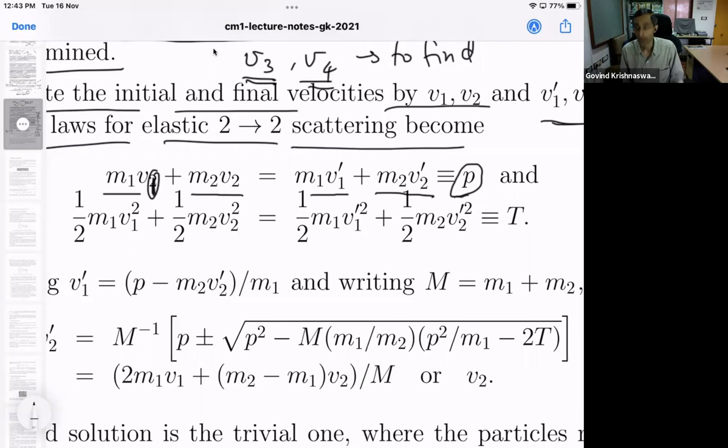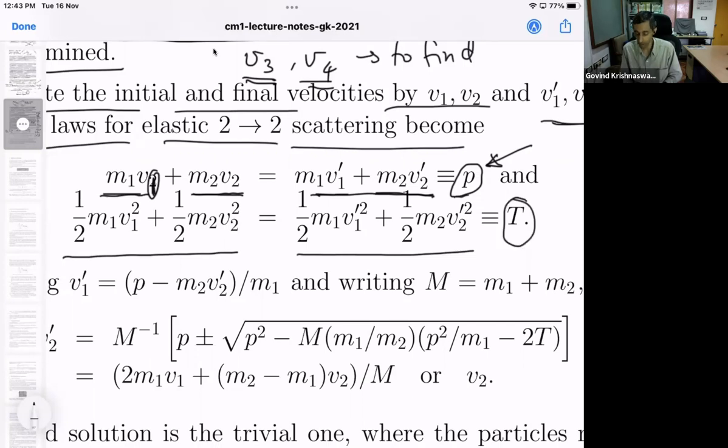Okay. So coming back to where we were, I remind you that I have written down the conservation of momentum for a scattering of two particles in one dimension. The total initial linear momentum is equal to the total final linear momentum. Second, because we assume this is an elastic collision, the total initial kinetic energy is equal to the total final kinetic energy, which I shall denote by capital T.